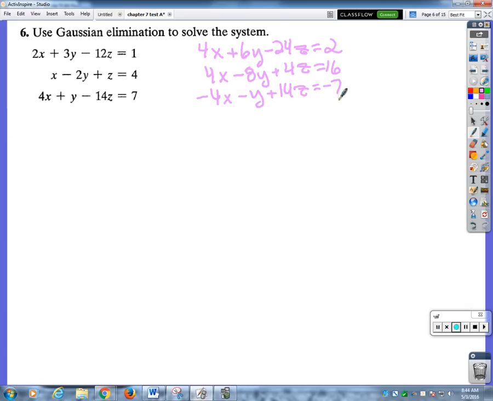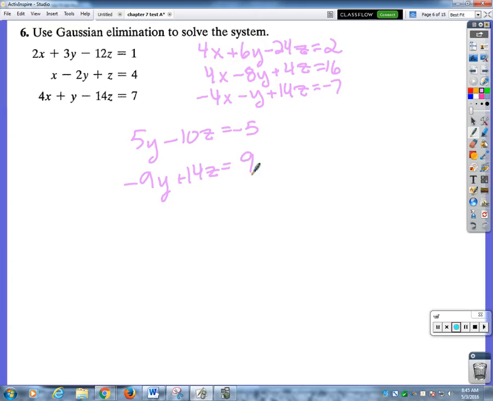You could multiply them by different numbers and then cancel, but for my brain, this just makes it easier, okay? All right, then if I add the first and the last together, then I get 5y minus 10z equals negative 5. And then if I add the second and third together, I get negative 9y plus 14z equals 9, okay?